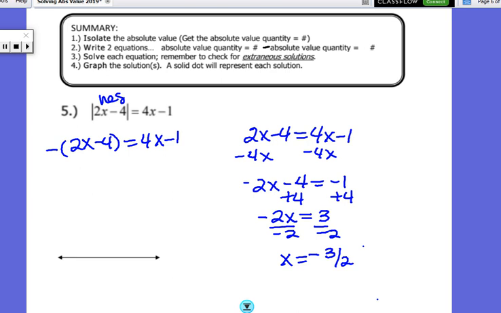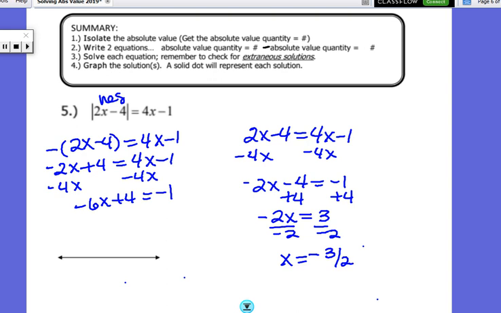Alright, now I'm going to treat this one a little bit differently. Because I have two terms over here, I'm going to go ahead and distribute that negative. I could divide, but you need to divide both of them by that negative 1. You have a choice there. Alright, this time I'm going to subtract 4x. I get negative 6x plus 4 equals negative 1. I'm going to subtract 4, and I get negative 6x equals negative 5. And now I'm going to divide by negative 6. So I get negative 5 over negative 6, which makes a positive 5 sixths.